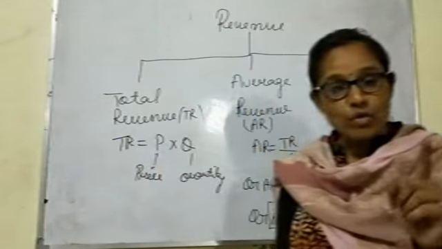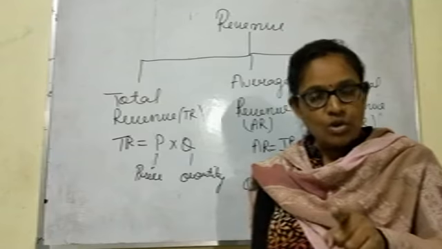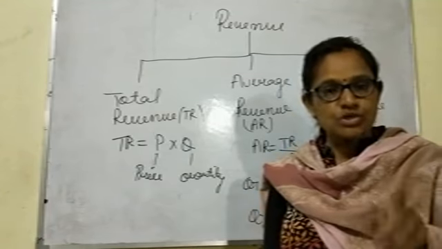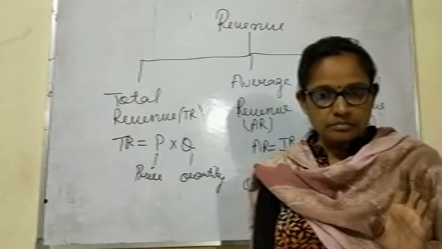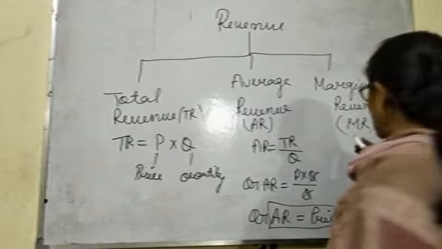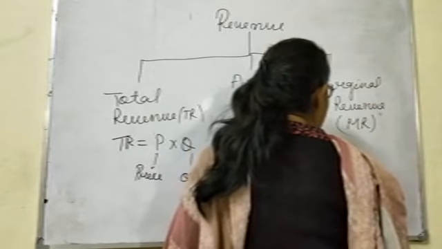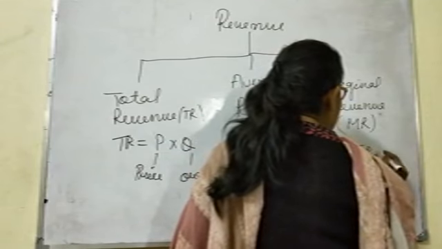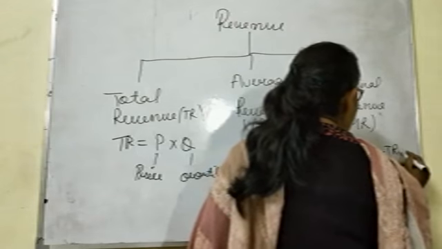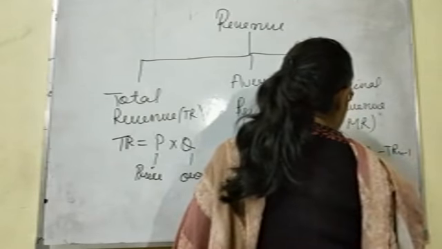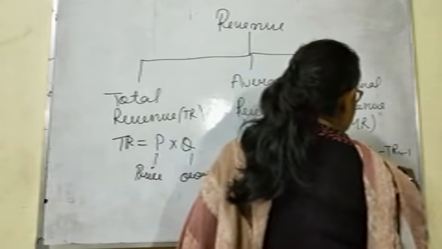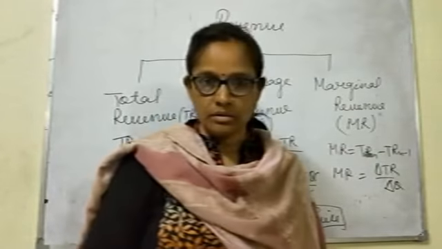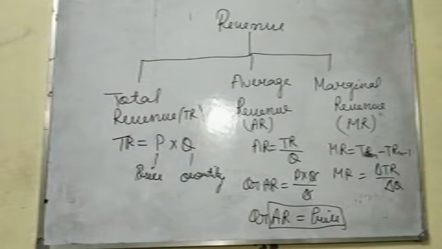Then we have done marginal revenue. What is marginal revenue? Addition made to the total revenue when an additional unit of output is produced by the firm is called marginal revenue. The formula of marginal revenue is MR is equal to TR n minus TR n minus 1. MR is equal to delta TR upon delta Q. Is it clear? Okay, just write down all of you.